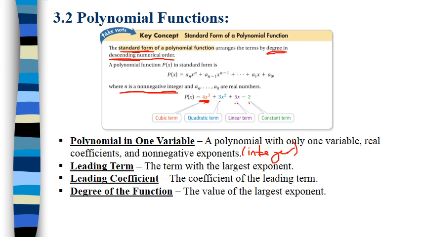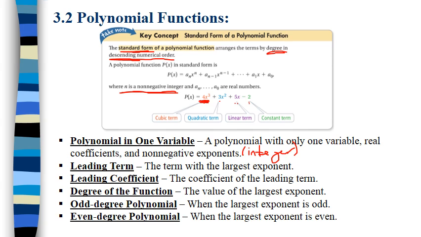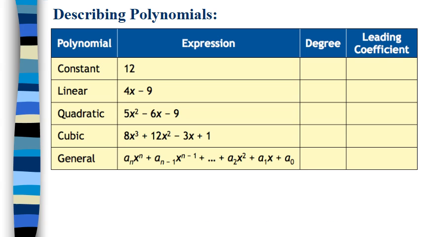You have two different types of degrees. You can have an odd degree polynomial, meaning the leading exponent is odd, which is this case. And then you also have an even degree polynomial, meaning the exponent on the leading term is even. Okay, so just some quick examples to help get you in the habit of describing polynomials.